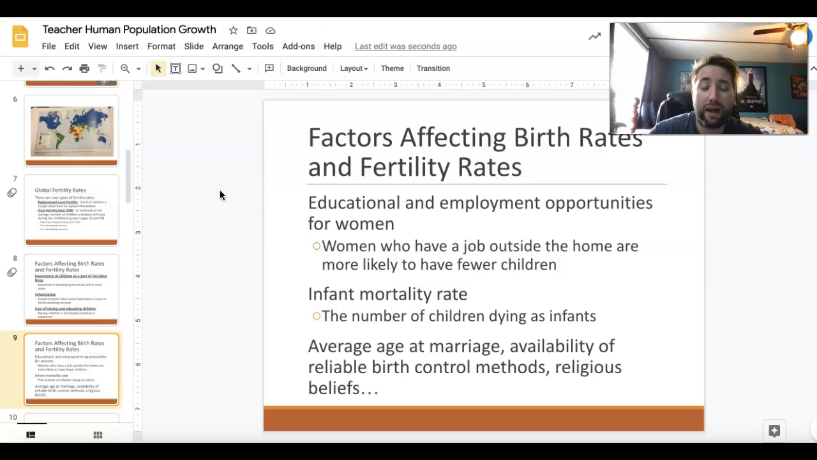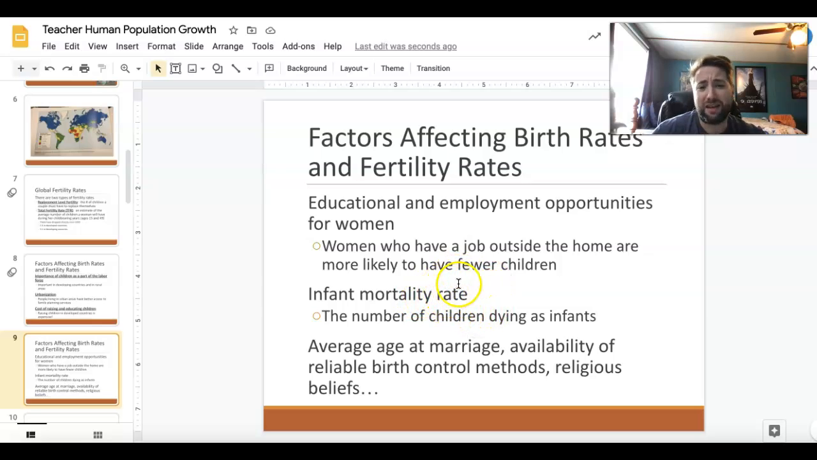Let's talk about some more educational and employment opportunities for women. If women are working outside of the home, they're going to be more likely to have fewer children because, again, it's more expensive to have someone babysit your kids. Also, if women have educational and employment opportunities, they're not going to feel like they're stuck at home and have to watch the kids. In some Middle Eastern countries, they actually don't teach women to read or write because they think that if they teach the women to read or write, then the women are going to be more likely to leave the men. So the women who have better jobs, better education, they're less likely to have more kids. Infant mortality rate, that's going to be the number of children that die as infants.